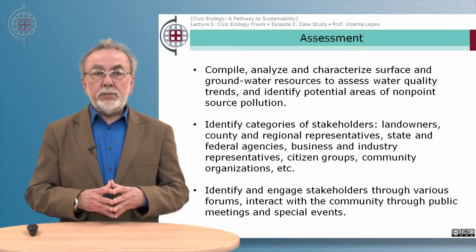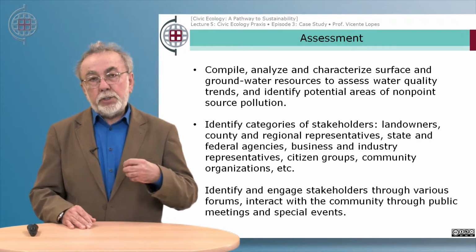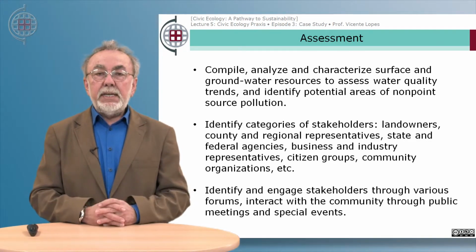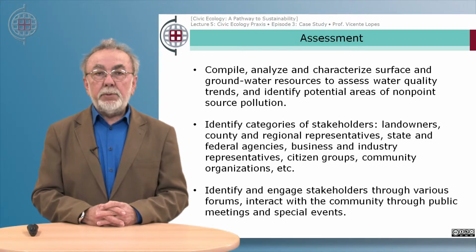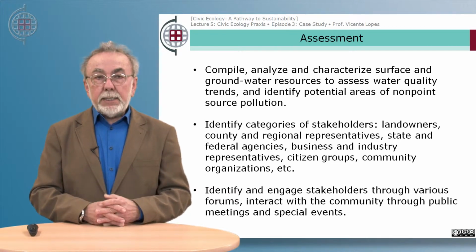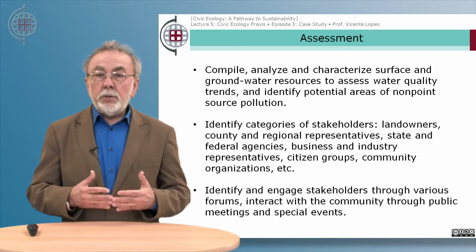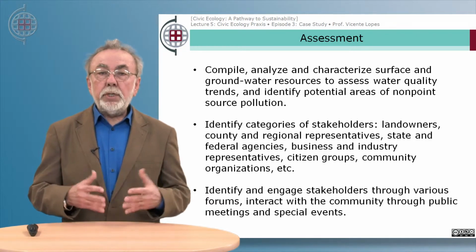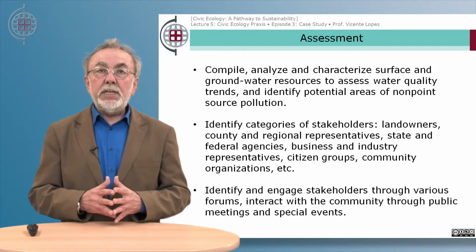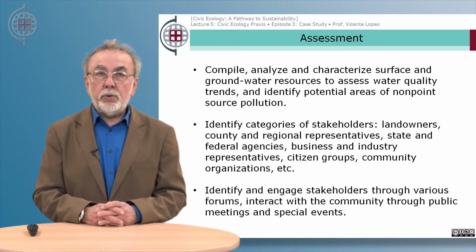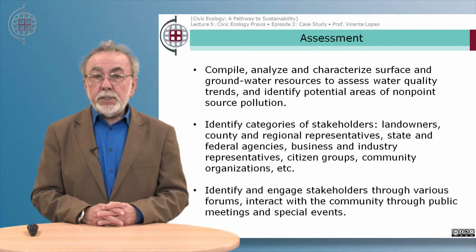In the assessment phase, we basically first compiled, analyzed, and characterized surface and groundwater resources to assess water quality trends and identify potential areas of non-point source pollution. We also identified categories of stakeholders: who are the landowners, who are the county and regional representatives, state and federal agencies involved in the management of water resources in that watershed, business and industry representatives, citizen groups, community organizations, etc.